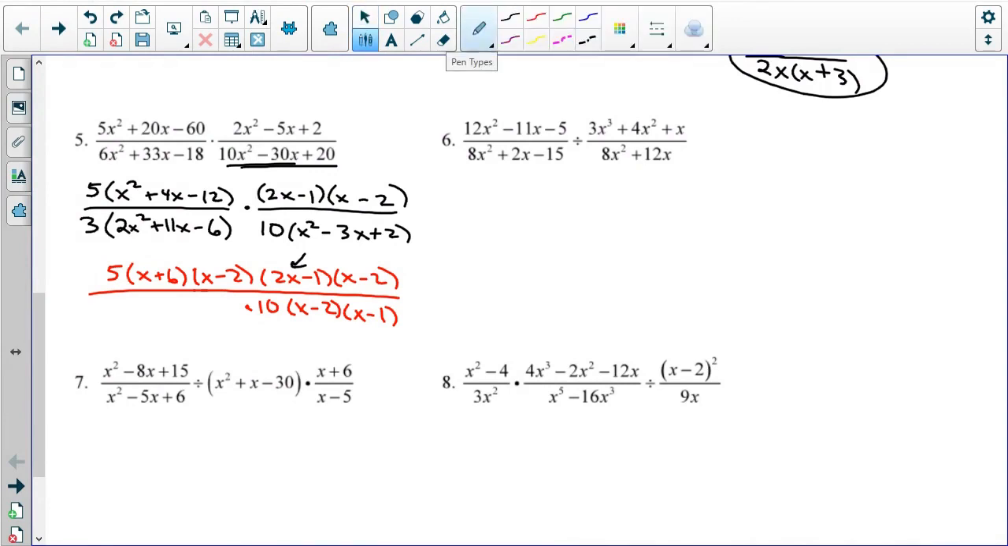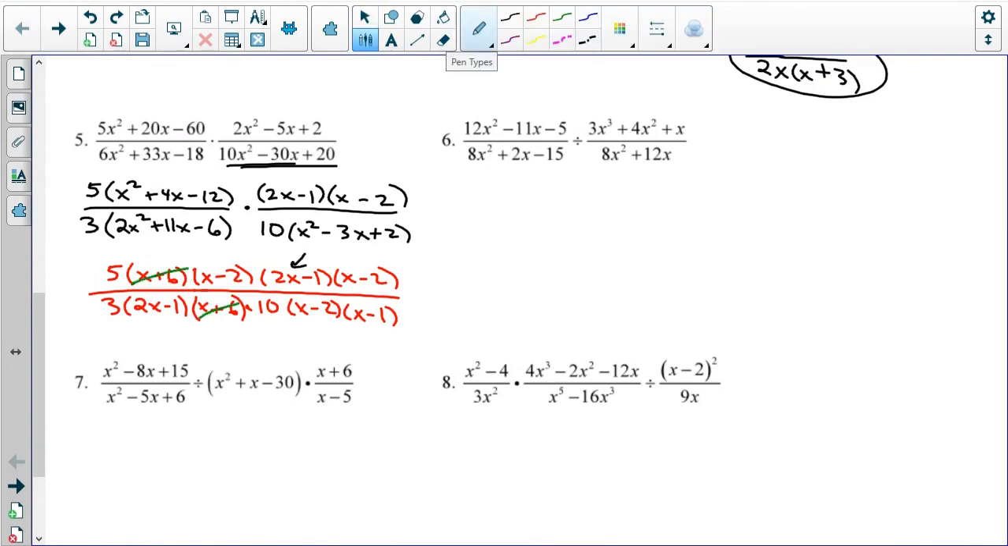And yes, that would be much easier. So this ends up being 2x minus 1, which I was going to try anyway. And then I have x plus 6. So all of this ends up working out. That would have been way easier if I saw that in the first place.